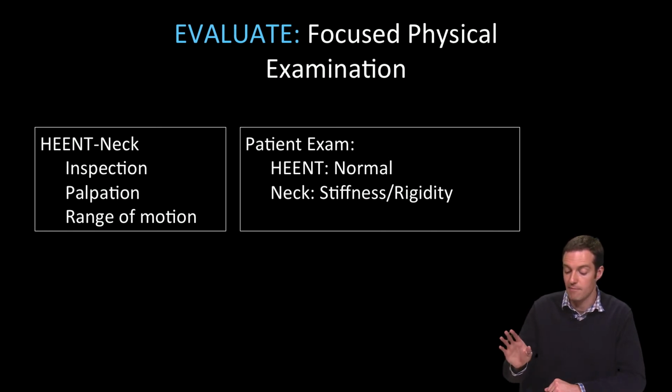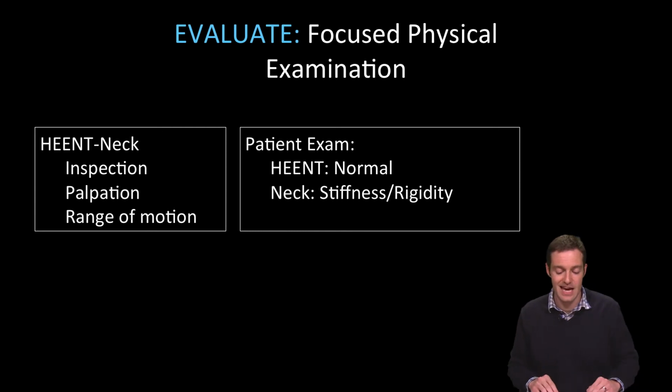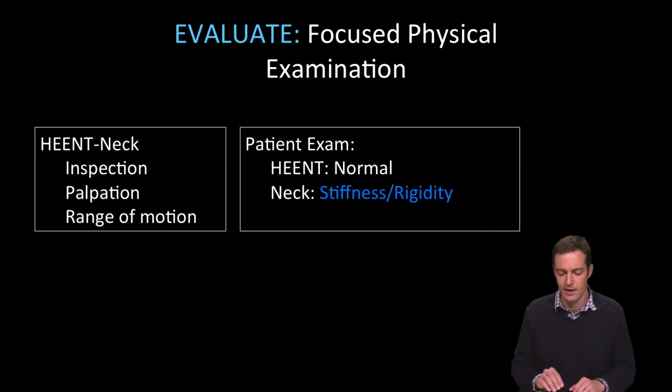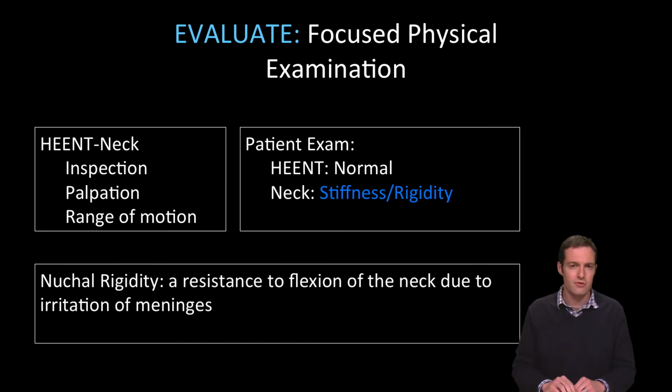Palpation, range of motion, we do evaluate the patient's head and neck, and we do note that the patient has neck stiffness and inability to move his head in a fluid fashion. He has rigidity. And by rigidity, we mean nuchal rigidity. And nuchal rigidity is resistance to flexion of the neck due to irritation of the meninges.